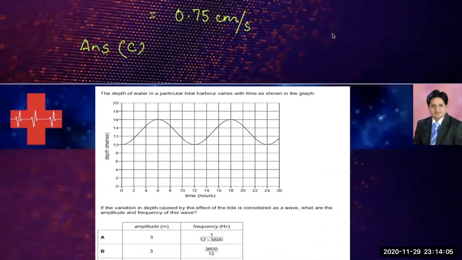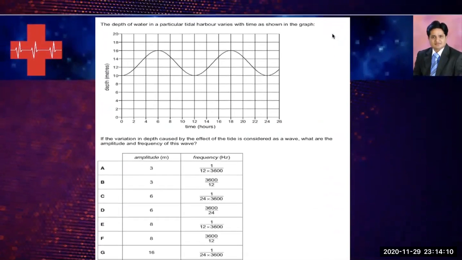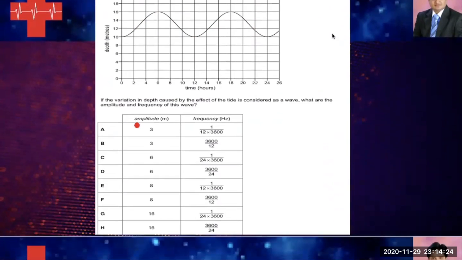All right, one more question on waves. Look at this question. They have given the depth of the water in a particular tidal harbor varies with time as shown in the graph. You can see this graph here. And what are they asking for? They're asking for the amplitude and the frequency.